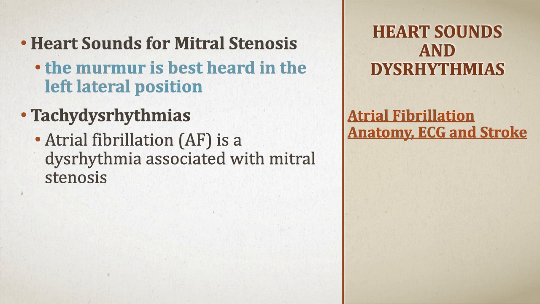When we talk about tachyarrhythmia, we're talking about a rhythm usually that's greater than 100. But the most common dysrhythmia we see with these patients is a rhythm called atrial fibrillation. And we will learn more about atrial fibrillation in chapter 26. But just know that atrial fib is a dysrhythmia that is associated with mitral stenosis.